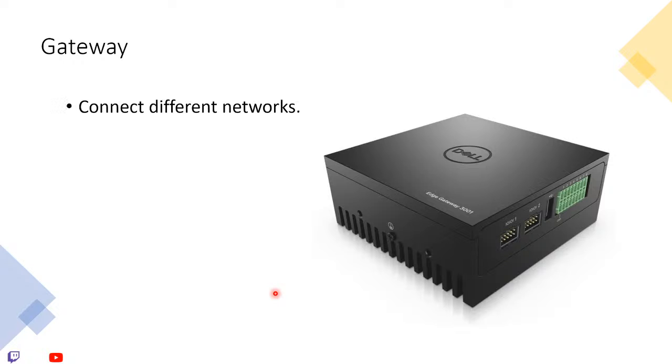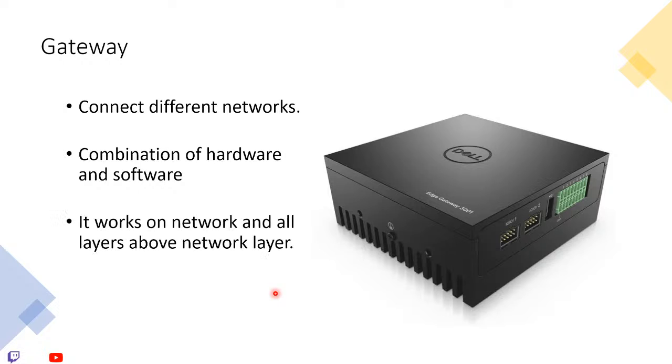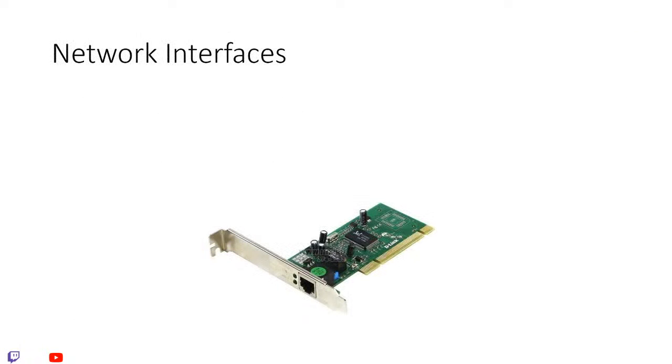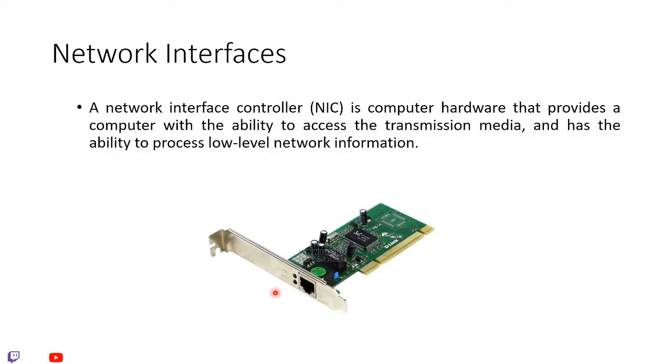Controls different networks, a combination of hardware and software. It works on the network and all layers above the network layer, mostly working on the application layer. Next up is the network interface. The network interface controller, NIC card, is computer hardware that provides a computer with the ability to access the transmission media and has the ability to process low-level network information.